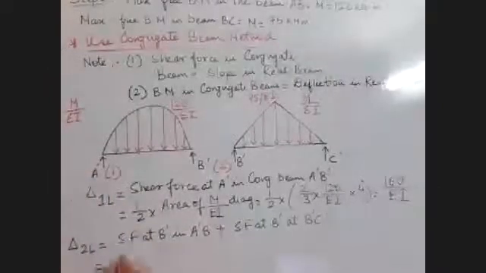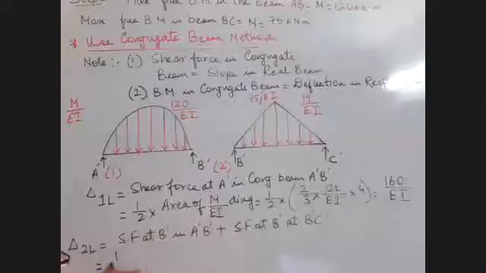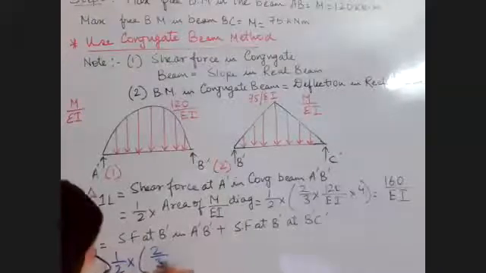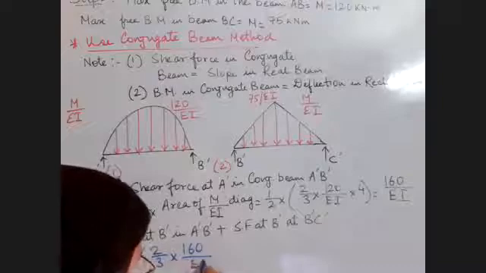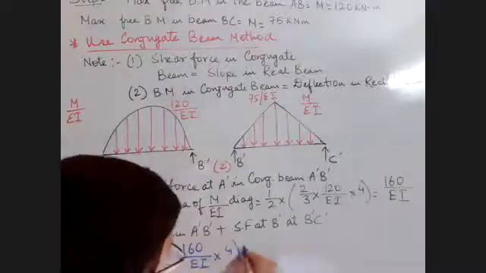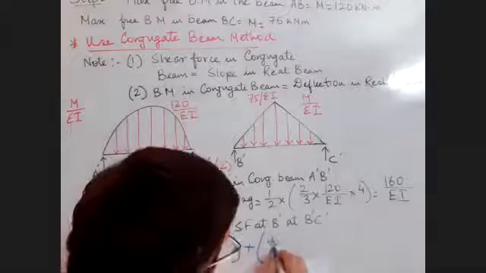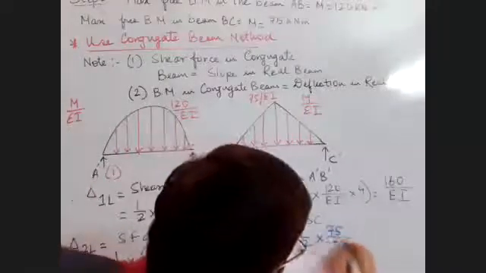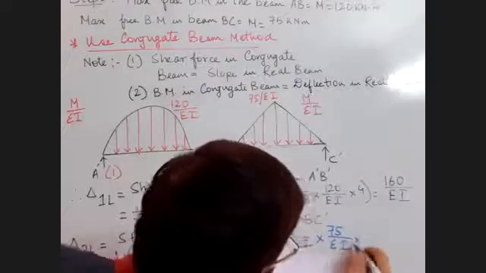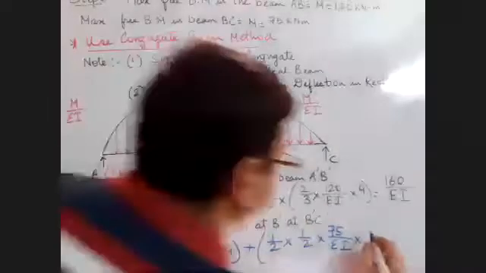So that will be half of 2/3 into 160 by EI into 4, plus half of 75 by EI into 3.